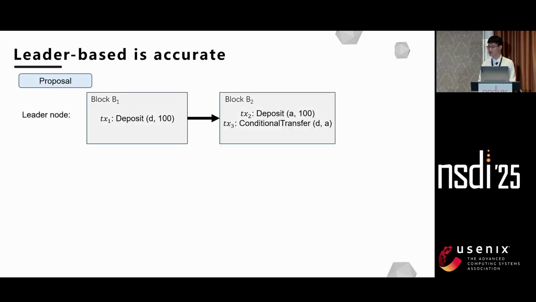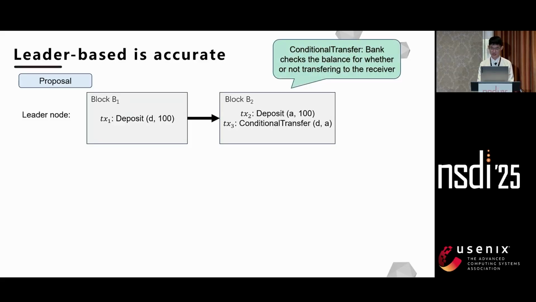First case is the leader-based consensus. During proposal phase, the leader node puts TX1 in block 1. TX1 deposits 100 into account D. After processing block 1, the leader node puts TX2 and TX3 into block 2. TX2 deposits 100 into account A, and TX3 calls the function conditional transfer. Here, the function conditional transfer is an operation called by a bank. The bank will check the balance of the account. If the balance is greater than some threshold, it will transfer the balance to the receiver.